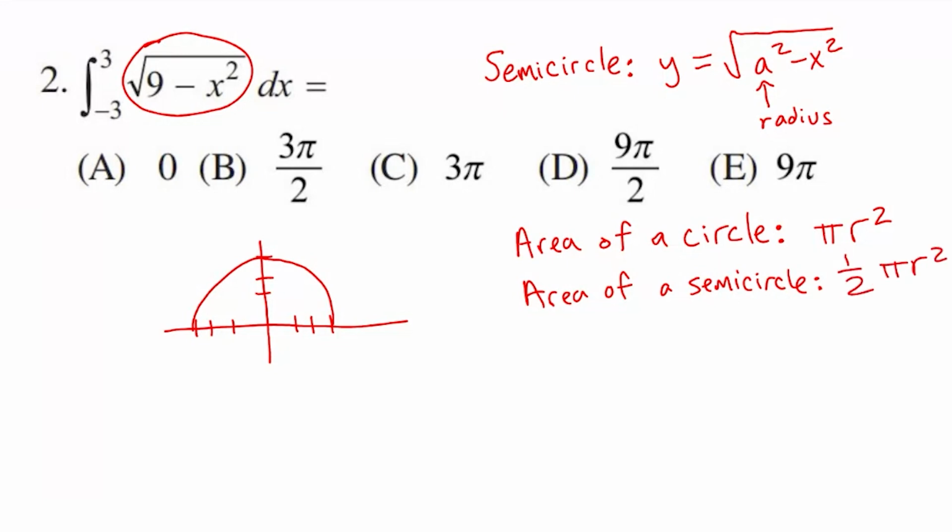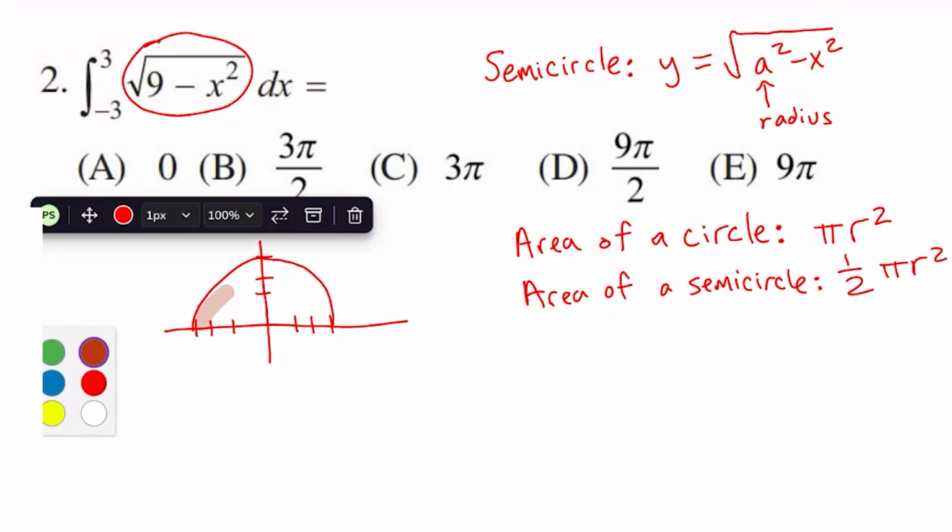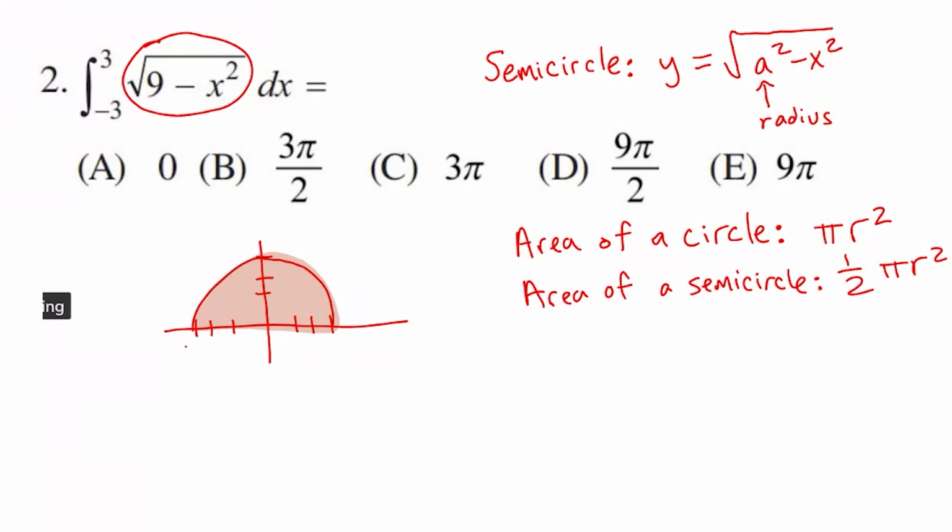And so essentially that's what we want. We want to find the area under this circle from negative 3 to 3, which just so happens to be the boundaries of that circle, so it works out really nicely. Here's negative 3, here's 3.